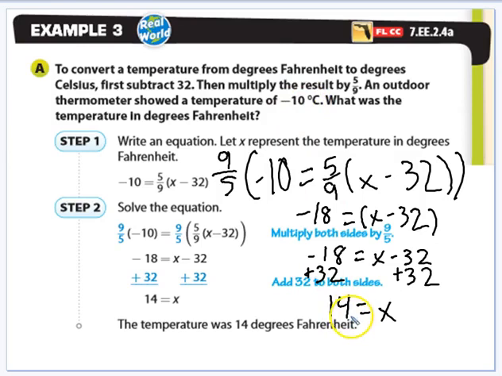Okay? This is a little tricky. Rewind and watch it over if you have any problems, or write in the comments or send me an email. Okay?